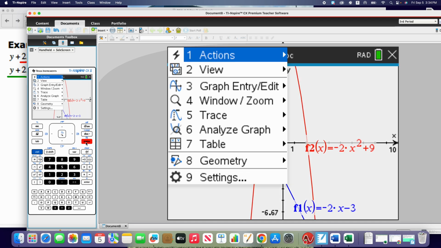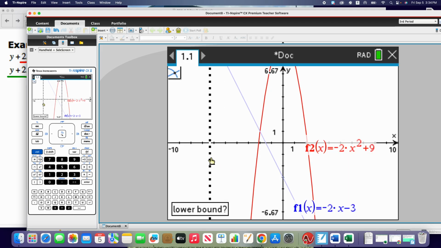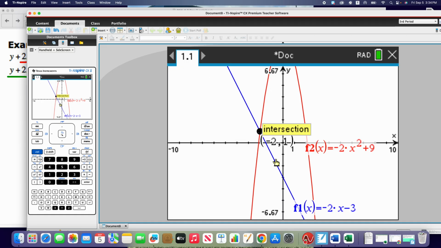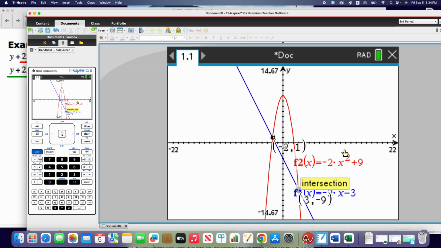Again, I'm going to go menu, analyze graph, intersection, and I'm going to move to the left and to the right. There's the first one, negative 2, 1. I'm going to do that again, menu, analyze graph, intersection, and left and right, and there is my second one. Okay? So I can solve these systems, even if they're not linear. I can solve them using a graph. If they're not linear, I can't really use my matrices, and I can't really use the linear system solve, the system of equations that we did yesterday.